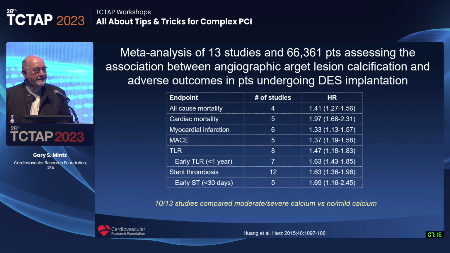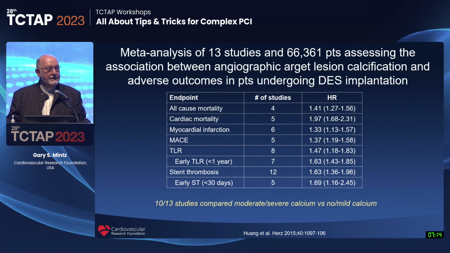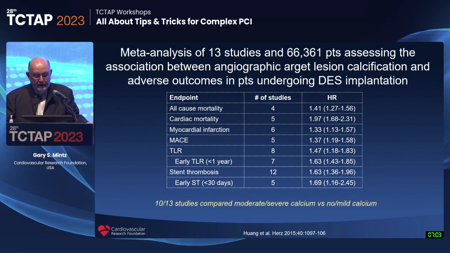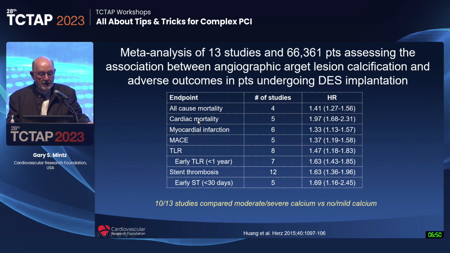These have been actually very, very useful in studying patient populations as a whole. And I'm going to go through several of them relatively quickly. This is a meta-analysis of 13 studies, 10 of which compared moderate to severe calcium versus no calcium, showing that calcium was associated with an increase in every single cardiovascular endpoint after DES implantation: all-cause and cardiac mortality, MI, MACE, TLR, and even stent thrombosis.